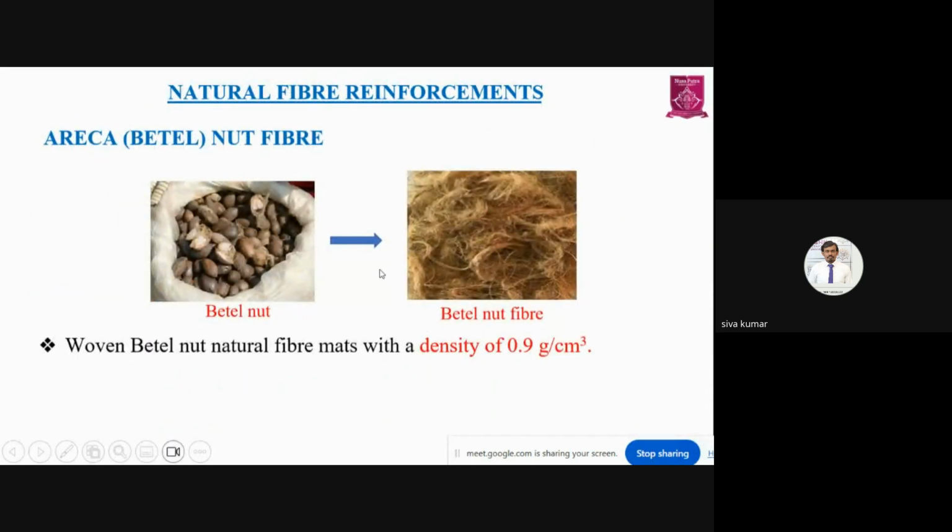So these are the pictures I wanted to show you. This is a betel nut. We call it Pak Kotai in Tamil. They used the same one and made it into a fiber using techniques, and it has an average density of 0.9 gram per cubic centimeter.